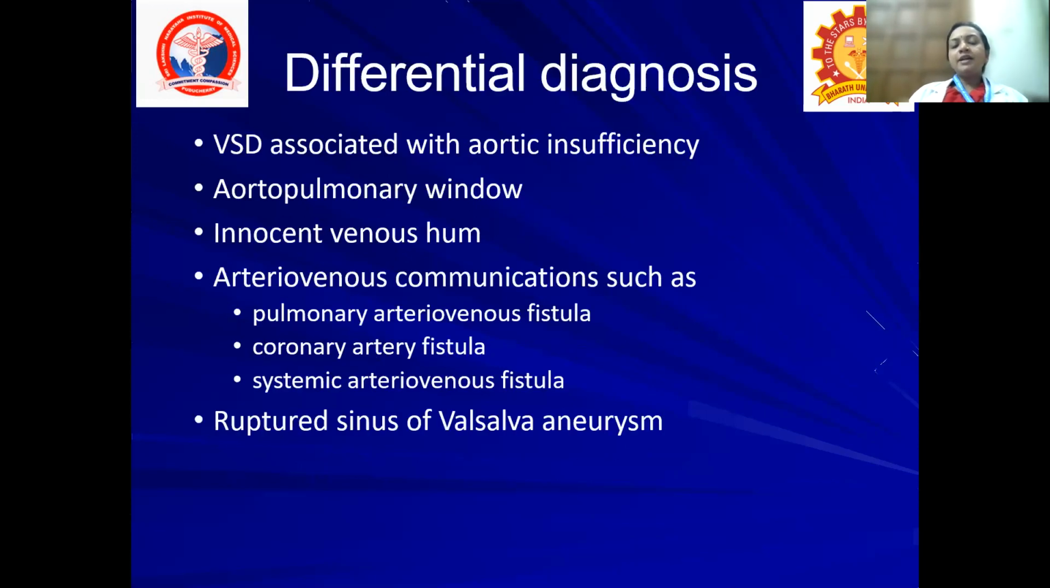We should differentiate a continuous murmur from other conditions. We could also get a continuous murmur with ventricular septal defect associated with aortic insufficiency, or aortopulmonary window, and it has to be differentiated from an innocent venous hum. Arteriovenous communications such as a pulmonary arteriovenous fistula can also present with a continuous murmur. Coronary artery fistula, systemic arteriovenous fistulas, and ruptured sinus of Valsalva aneurysm could also present with a continuous murmur.